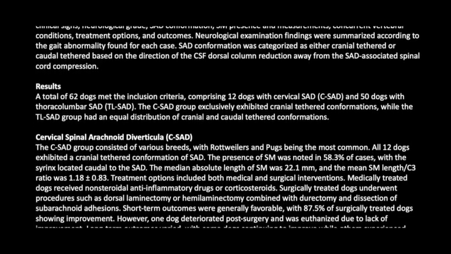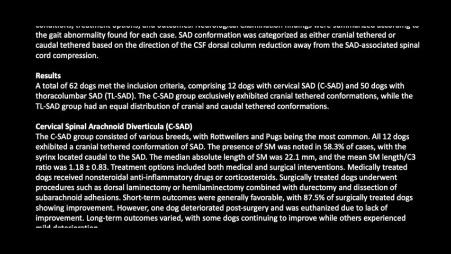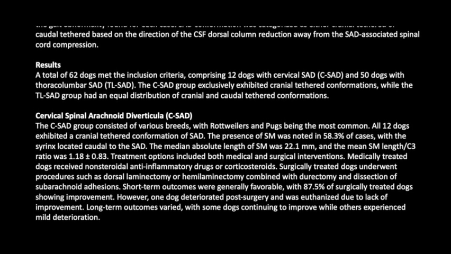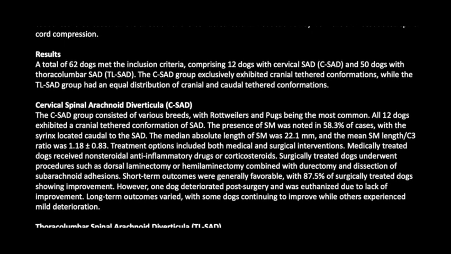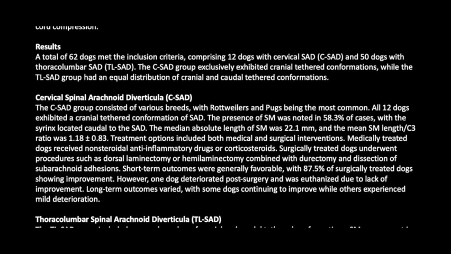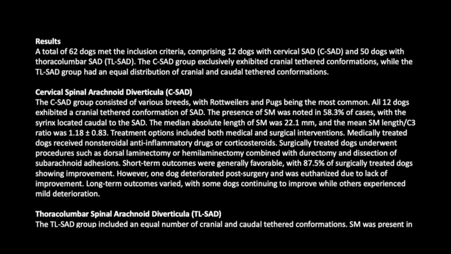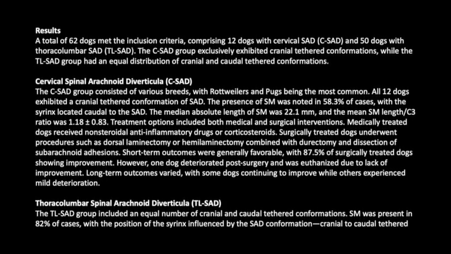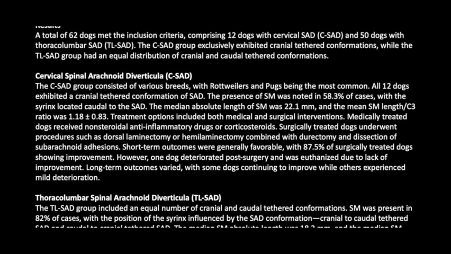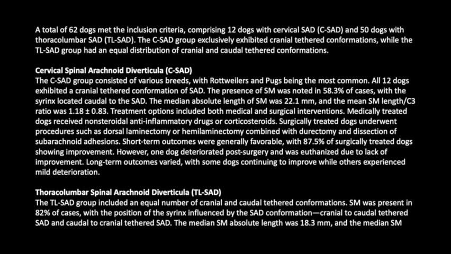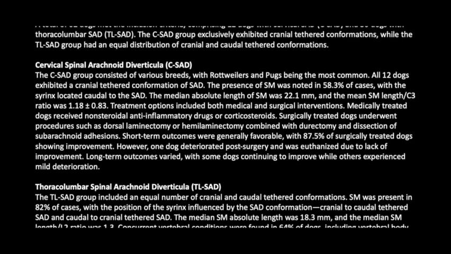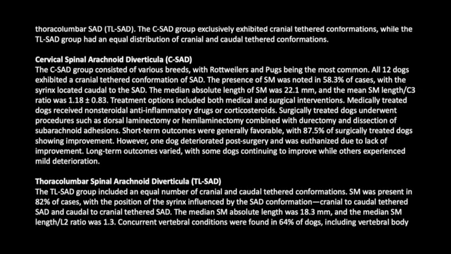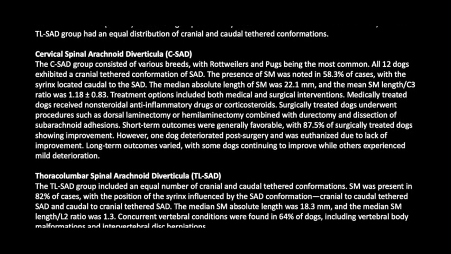Cervical spinal arachnoid diverticula, C-SAD. The C-SAD group consisted of various breeds, with Rottweilers and Pugs being the most common. All 12 dogs exhibited a cranial tethered conformation of SAD. The presence of SM was noted in 58.3% of cases, with the syrinx located caudal to the SAD. The median absolute length of SM was 22.1 mm, and the mean SM length C3 ratio was 1.18 plus or minus 0.83. Treatment options included both medical and surgical interventions.